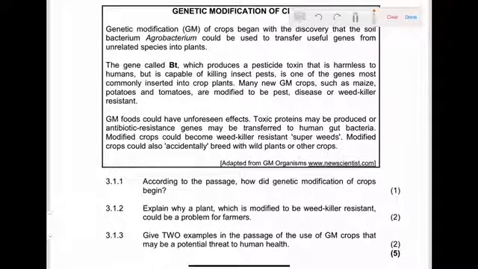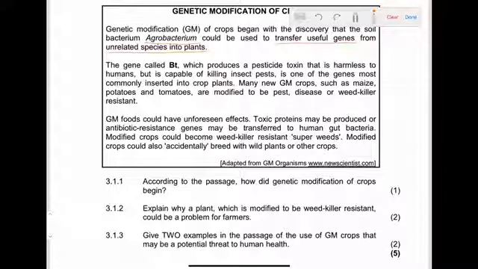So according to the passage, how did genetic modification of crops begin? It was with the discovery of Agrobacterium, which can be used to transfer useful genes from unrelated species into plants. Remember that when you write Agrobacterium, because that is the scientific name of an organism, the A must be a capital A and the entire word must be underlined.